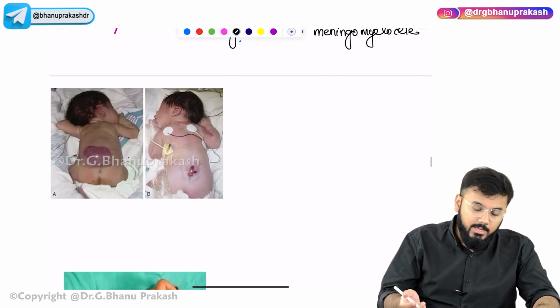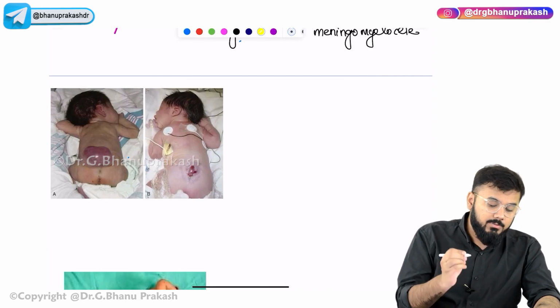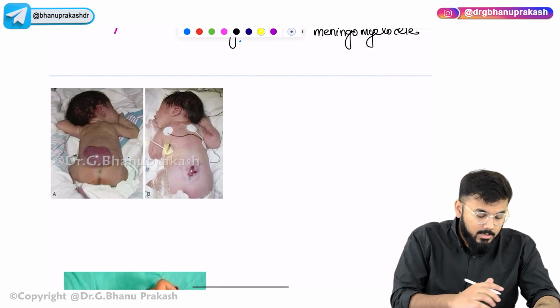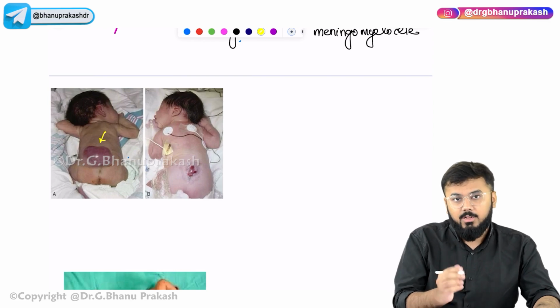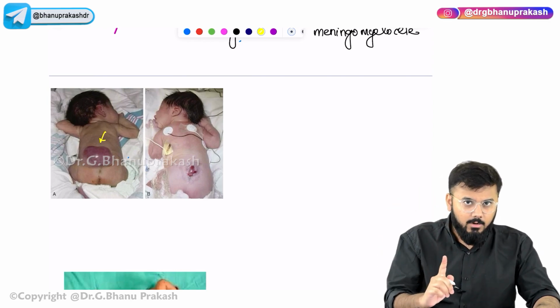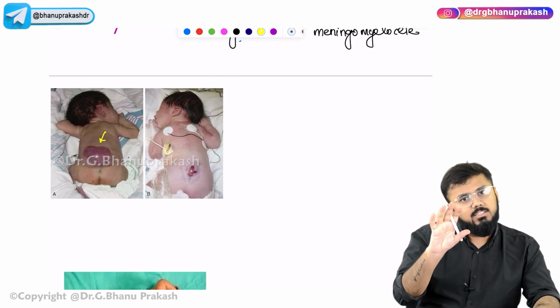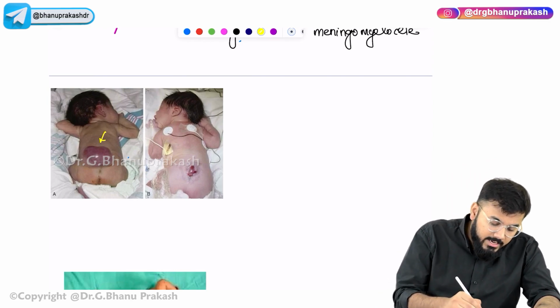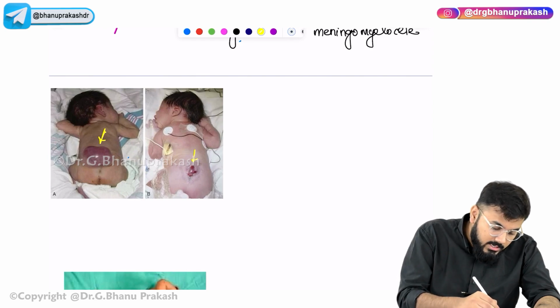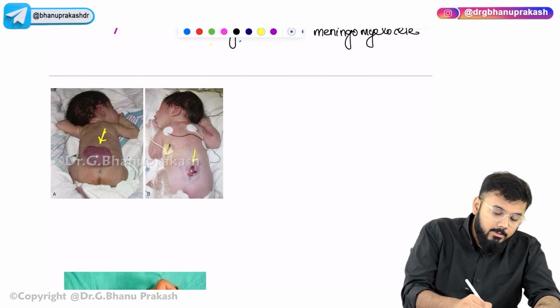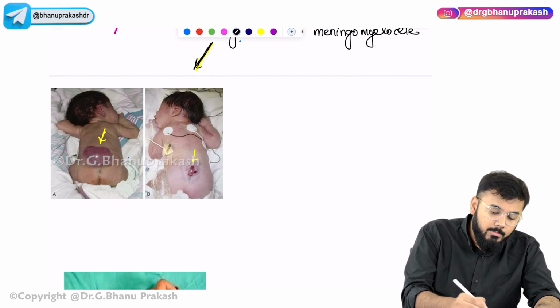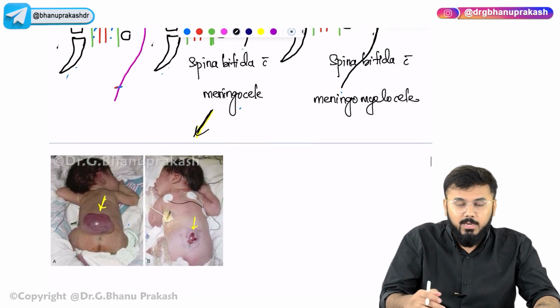Now look at the picture here. Now identify and tell me which is meningocele, which is myelomeningocele. So look at this particular picture. If there is only meninges that is herniating outside, you would see that the cyst is glowing and the cyst is shiny. So you see a shiny cyst here. You also see a shiny cyst here. So this is nothing but spina bifida with meningocele. Okay, spina bifida with meningocele.